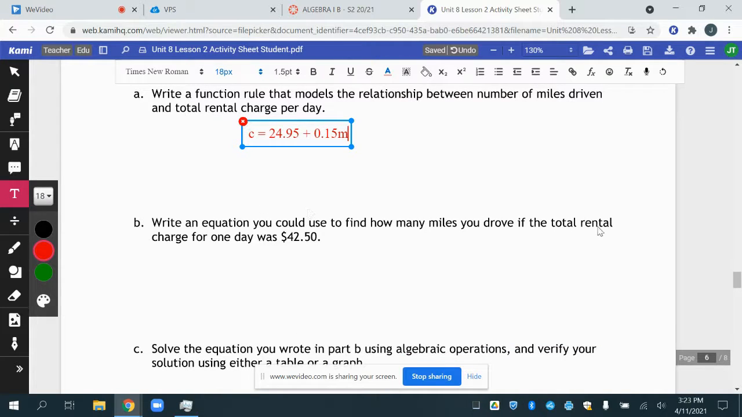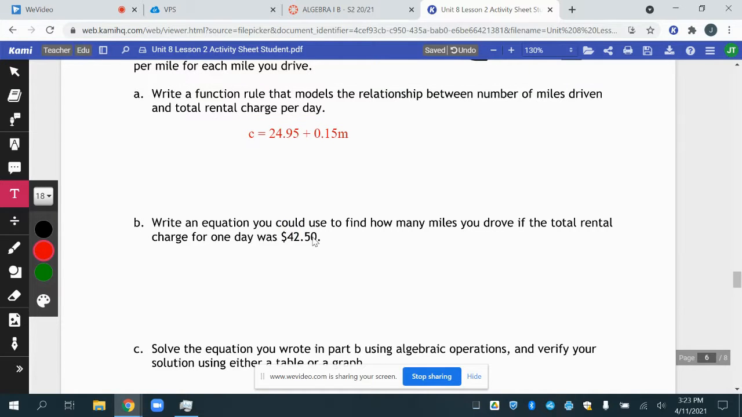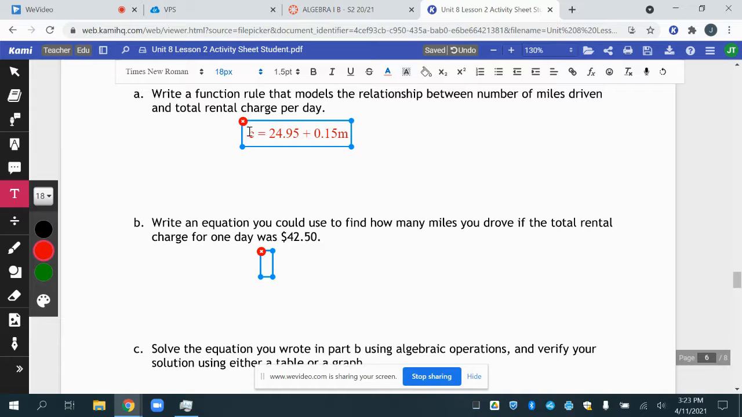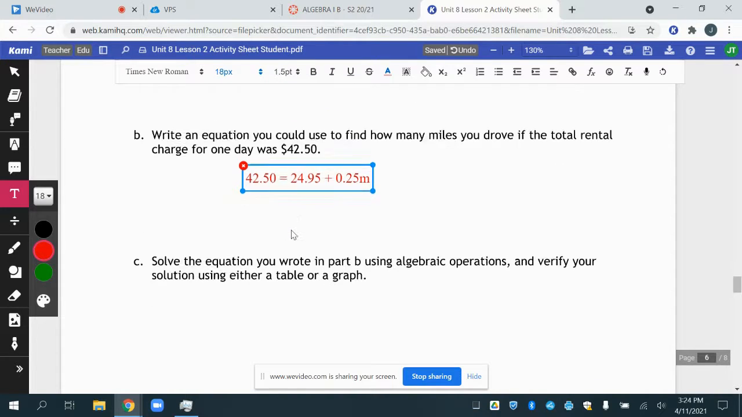Okay, now we want to find how many miles we drove if we spent exactly this much. Write an equation that would show how many miles you drove if your total rental charge was this. Okay, so how many miles did I drive if our rental charge was this? Well, we could say the charge is right here. What if it was 42.50? Well, I would just write 42.50 equals 24.95 plus 0.15. And there. So I just took the charge and changed it to 42.50. That's all.